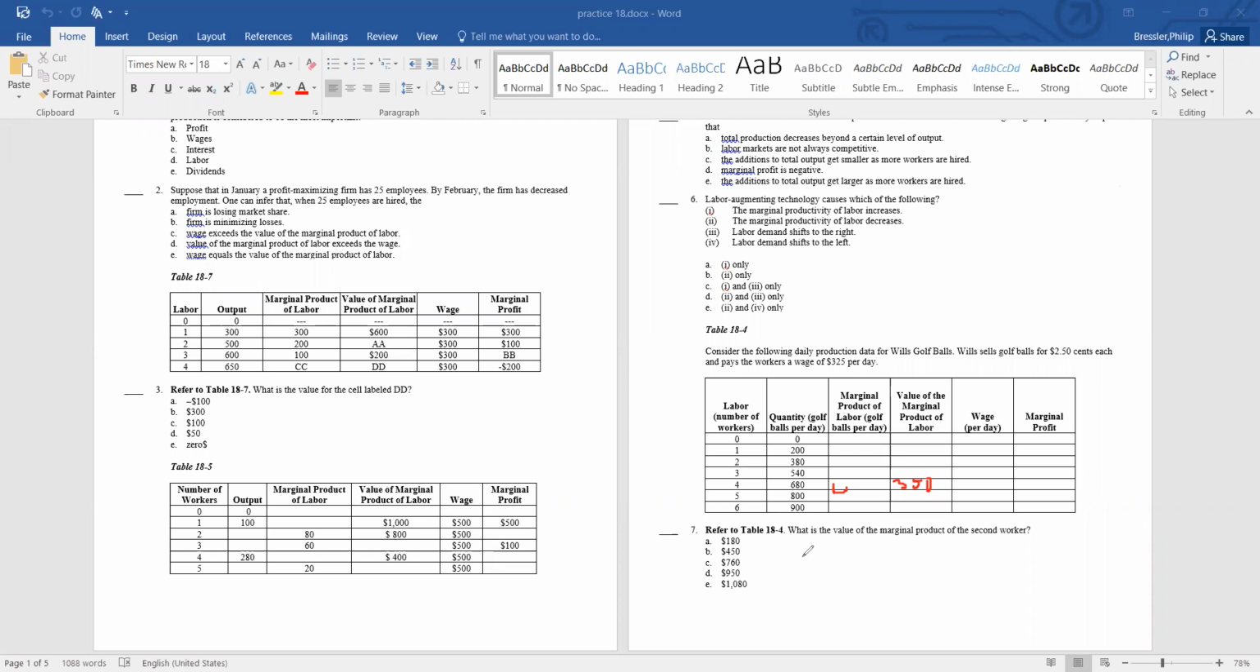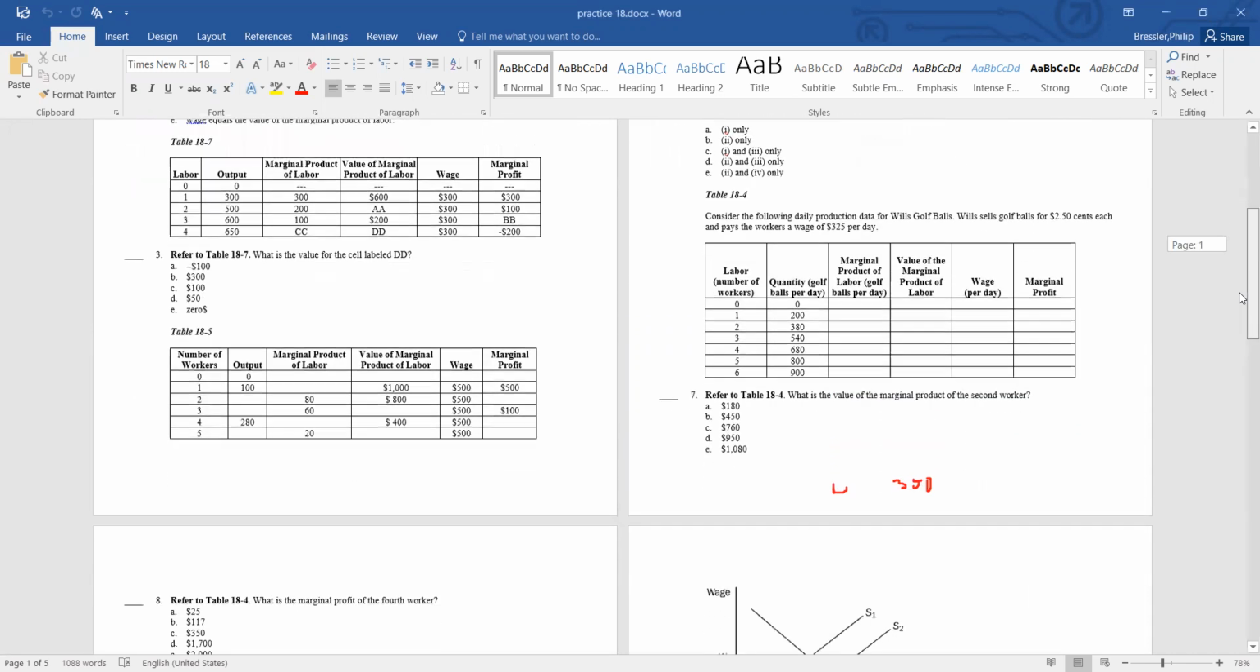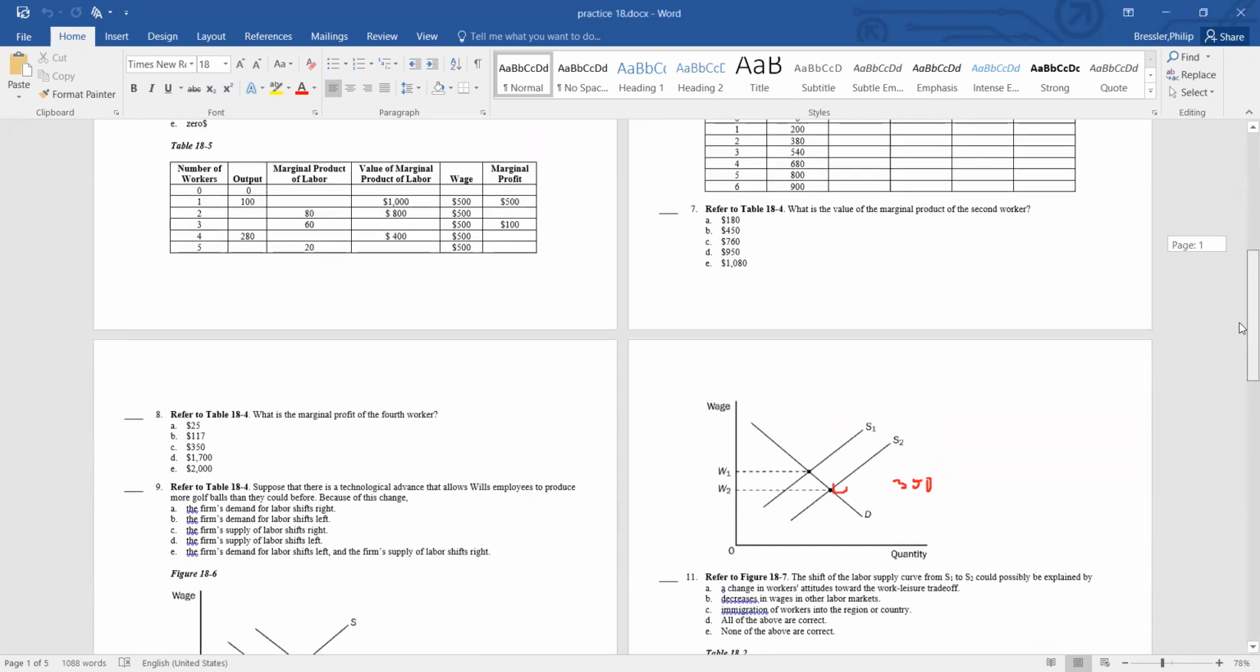To find the marginal product, I did the change in output, 680 from 540. That would give me 140. I took the marginal product of labor times price, 140 times 250. That got me 350. Then 350 minus the wage of 325 got me a positive 25. Again, that chart's going to be on the test or on the quiz. I would be ready for anything they could ask you.